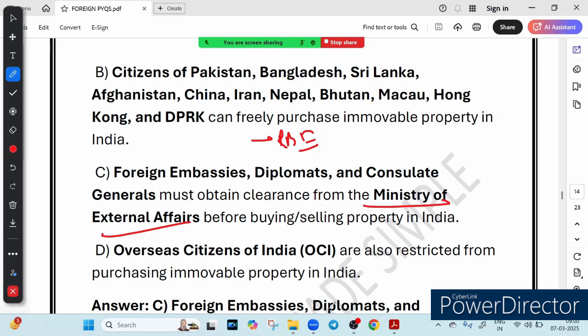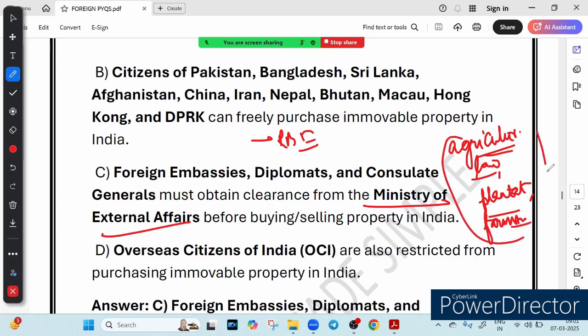And option D is that OCI is also restricted from purchasing immovable property in India. This option is incorrect, because OCIs are allowed to purchase immovable property in India except for agricultural land. So you must know some exceptions: they can't buy agricultural land, right? Or we can say plantation property. So suppose some plantation property is there, they can't buy that either, or a farmhouse. So these are the three restrictions for OCI. But the rest of the immovable property they can buy, right?